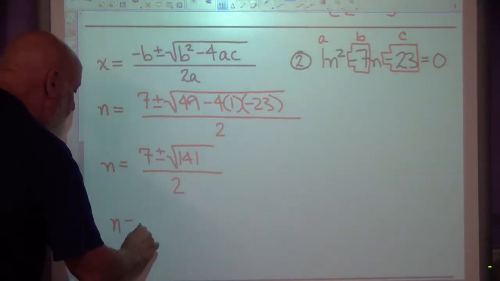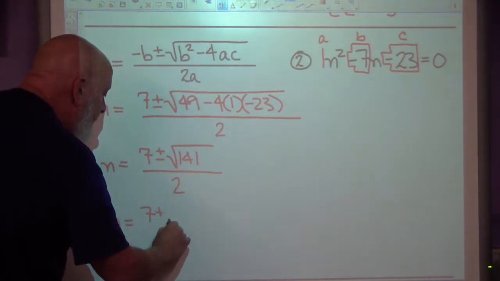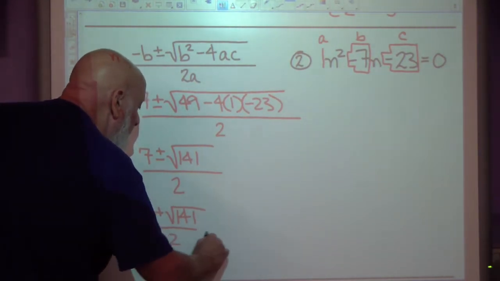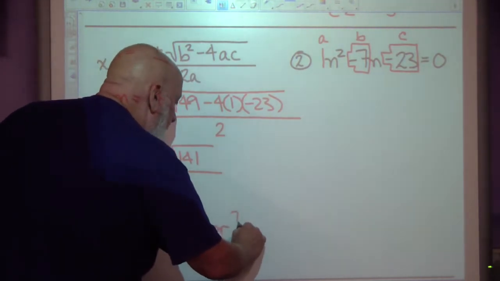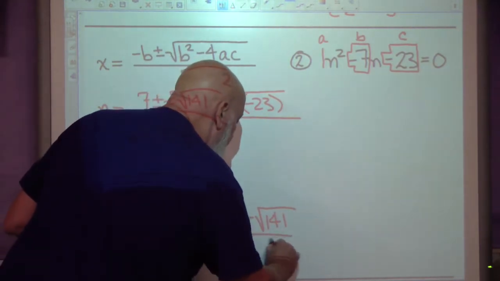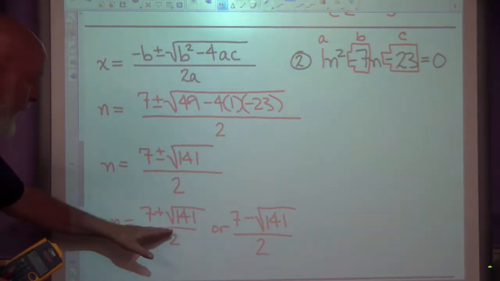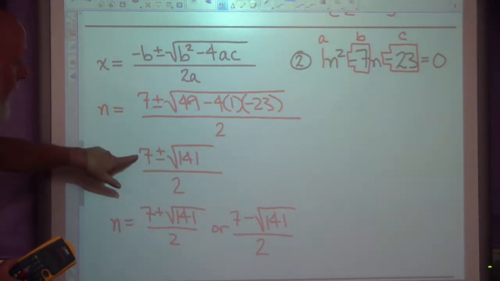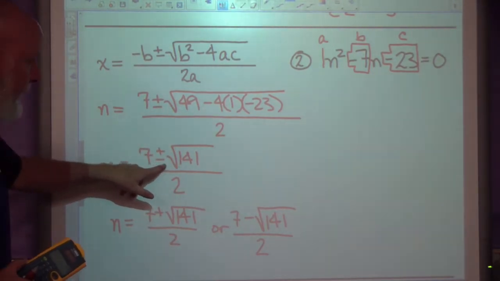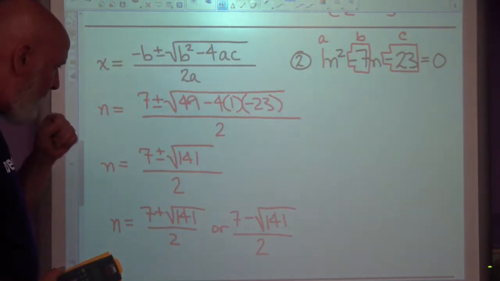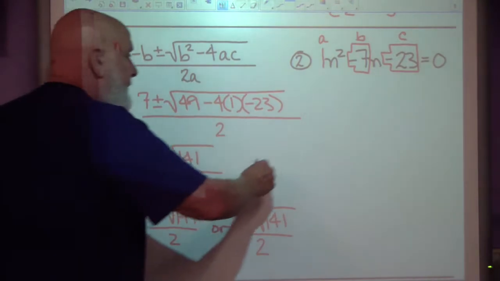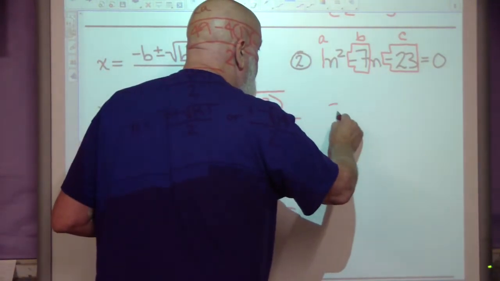N is equal to 7 plus the square root of 141 over 2, or 7 minus the square root of 141 over 2. And we traditionally write it just like this in one statement. What this one statement means: 7 plus the square root of 141 over 2, 7 minus the square root of 141 over 2. These are our two solutions if I haven't made a mistake. And we would write them like this.